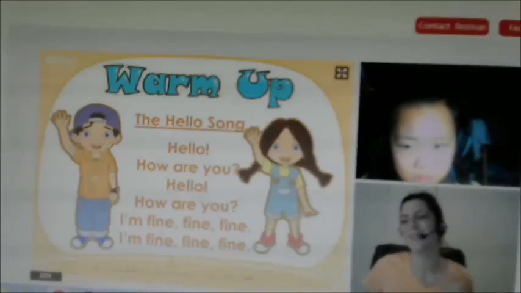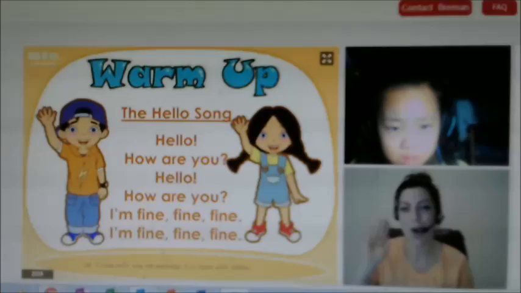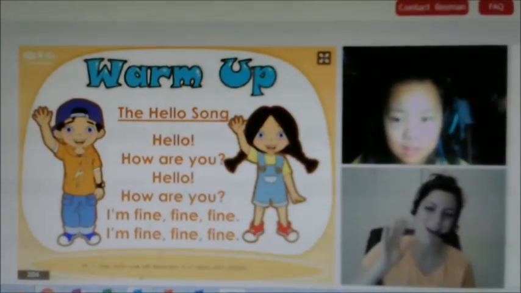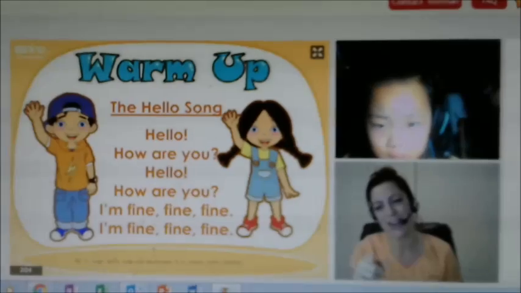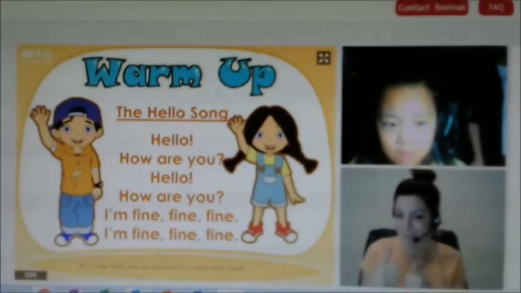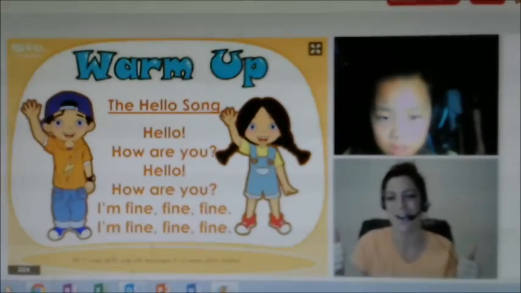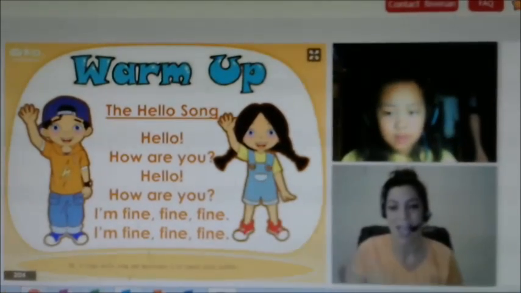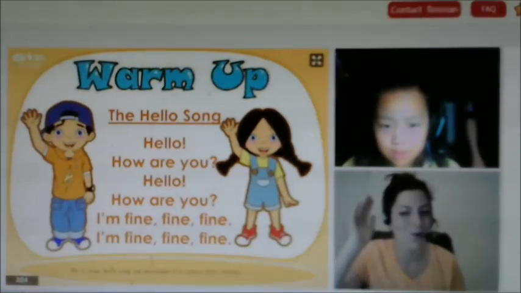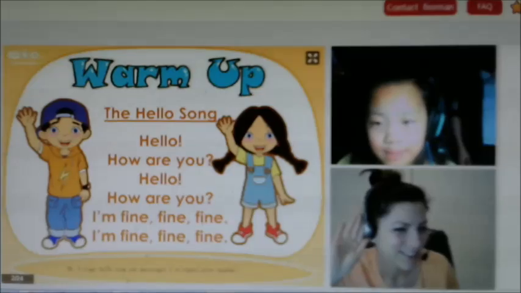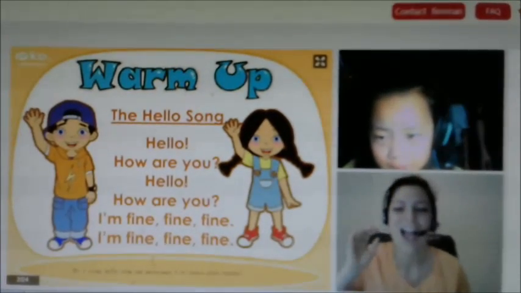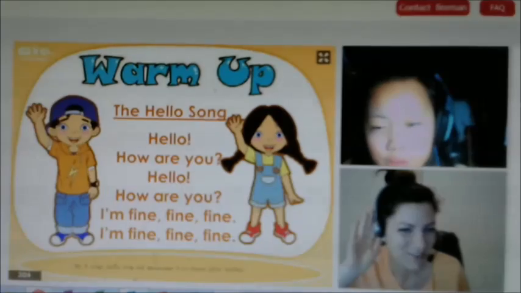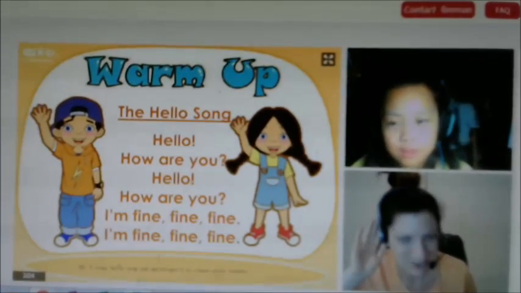Let's sing. Hello, how are you? So kids love singing. If you could get them to do the hello song, they love it. So break it up though, because a lot of times we try to say hello, how are you, and for someone who doesn't speak English, all they hear is blah blah blah blah blah blah. So break it up into hello, how are you.